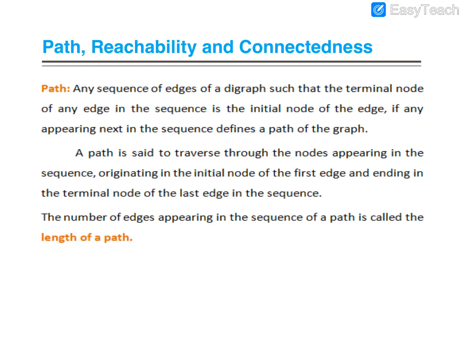A path is said to be traversed through the nodes appearing in the sequence, originating in the initial node of the first edge and ending in the terminal node of the last edge in the sequence. The number of edges appearing in the sequence of a path is called the length of the path.